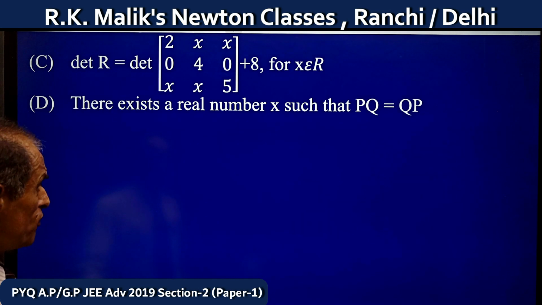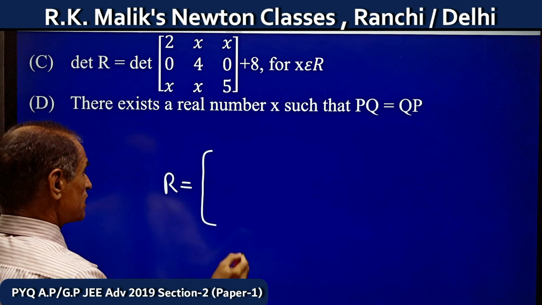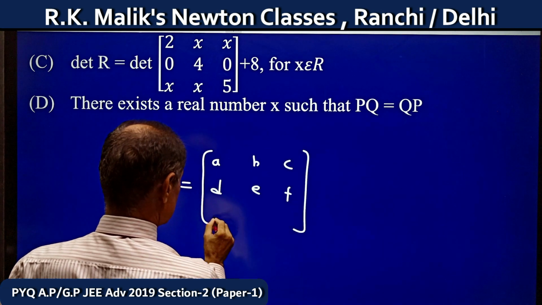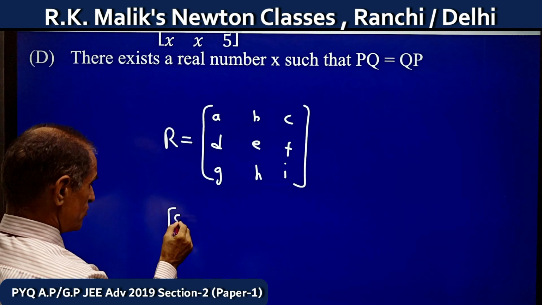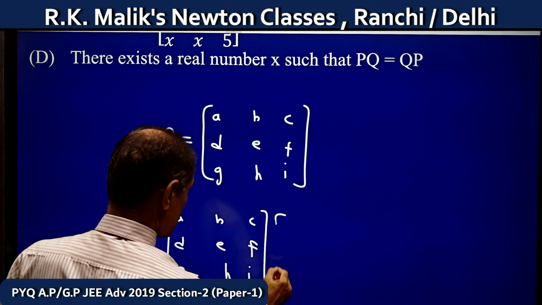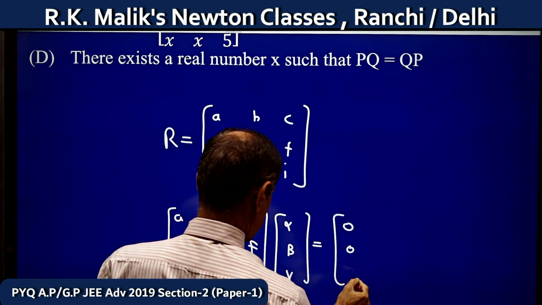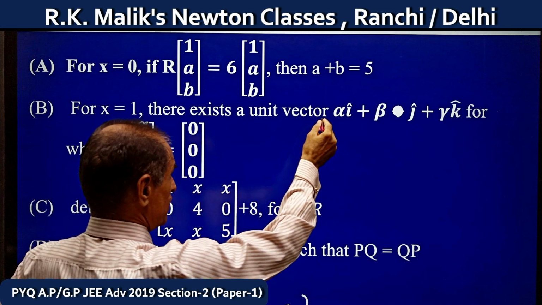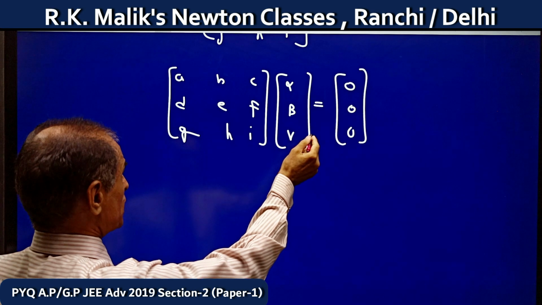Agreed, it is not required to find the value of R matrix, but for understanding purpose, suppose after calculation I get the value of R matrix as A, B, C, D, E, F, G, H, I. And this choice will become correct if we are able to find at least one non-zero value of alpha, beta and gamma.